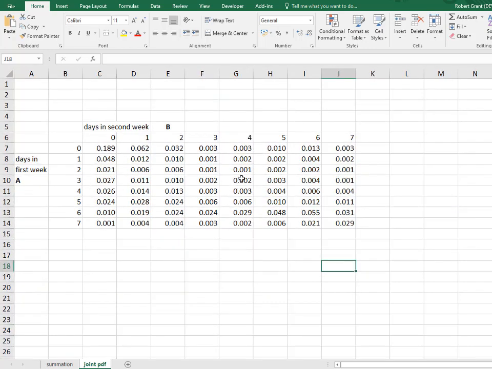So, for example, this cell here tells you that you've got 3 days in the first week and then you've got 4 days in the second. So the chance for any one person of that happening, getting 3 days in the first week, 4 days in the second week, is 0.002. So that's the chance of that particular combination.